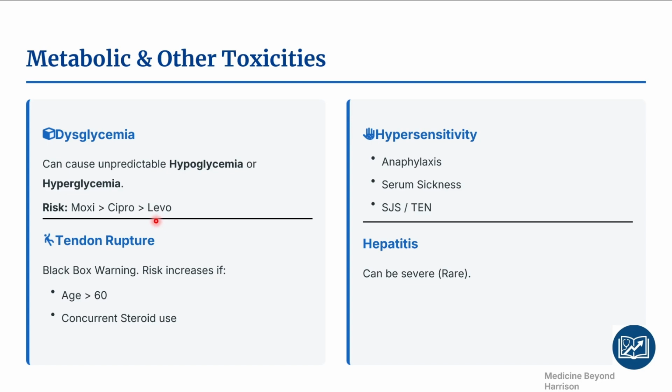Lowest with levofloxacin. Tendon rupture is quoted as a black box warning. Risk increases if age is more than 60 and with concurrent steroid use. Hypersensitivity, anaphylaxis, serum sickness, Stevens-Johnson syndrome can occur, and can be severe but rare.